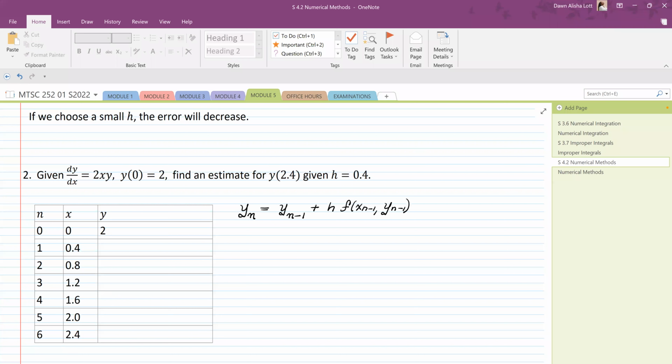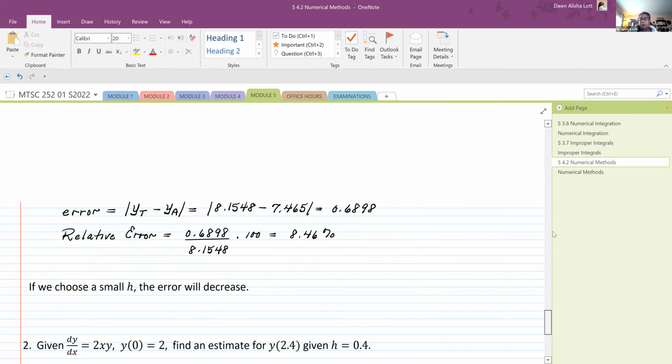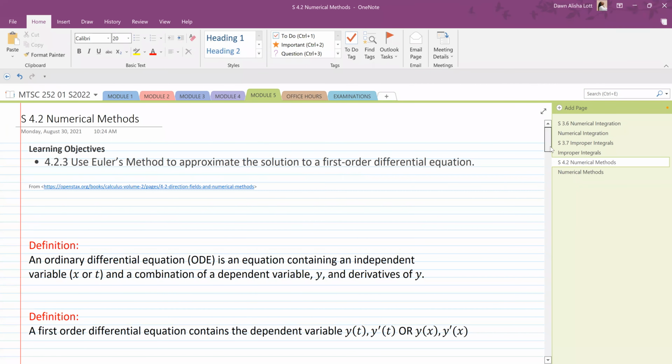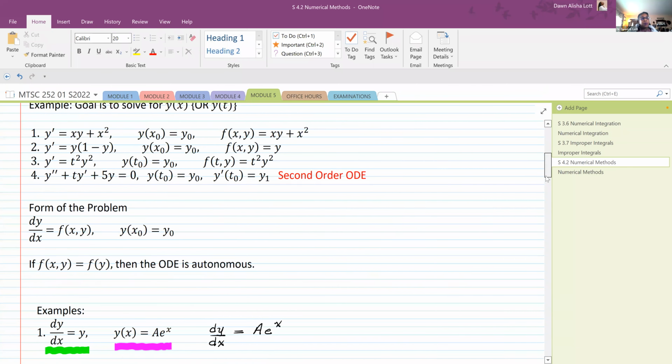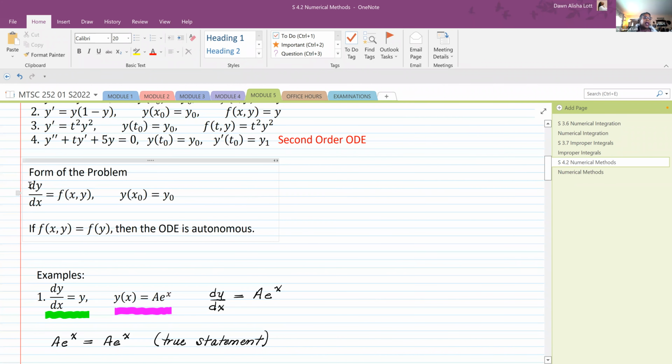Can you repeat the question again? What is f of x, y? Let's go back. Would it be the 2xy? Okay, good. All right, so remember I said the form of the problem we're going to have is dy/dx is f of x, y, where we are given y at x0 is equal to y0.